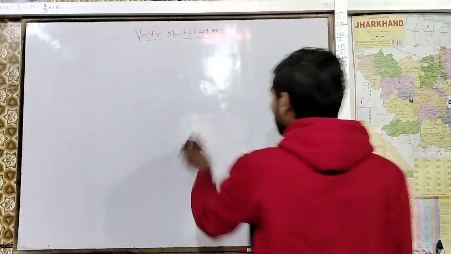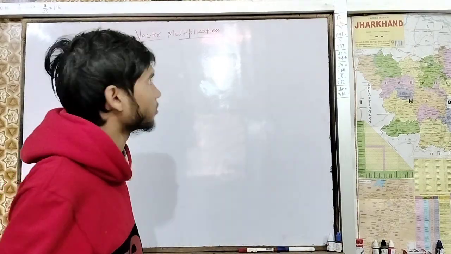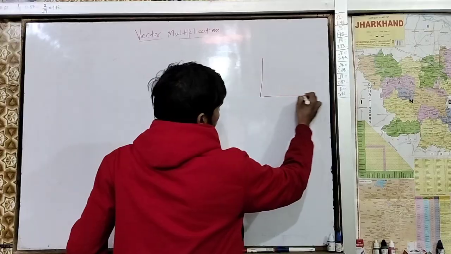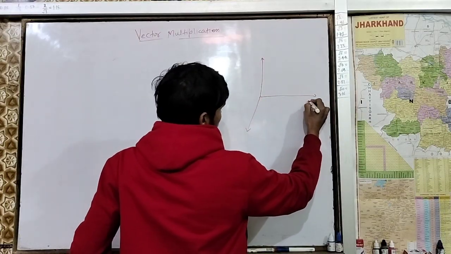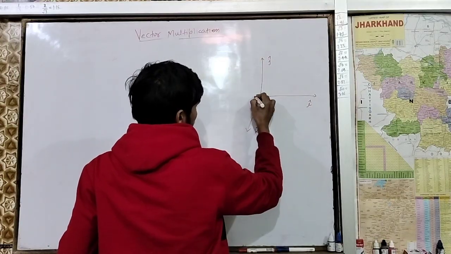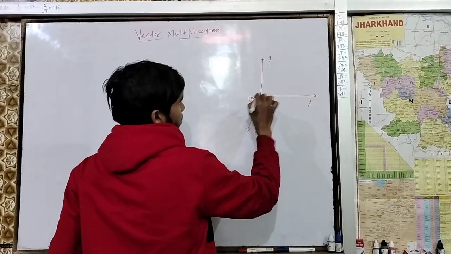First of all, we need to draw a Cartesian plane so that we can get more clarity without having any kind of doubt. So I am going to draw it. This is our i cap, this is our j cap, and this is our k cap. It is known as 0, 0, 0. This is our origin.